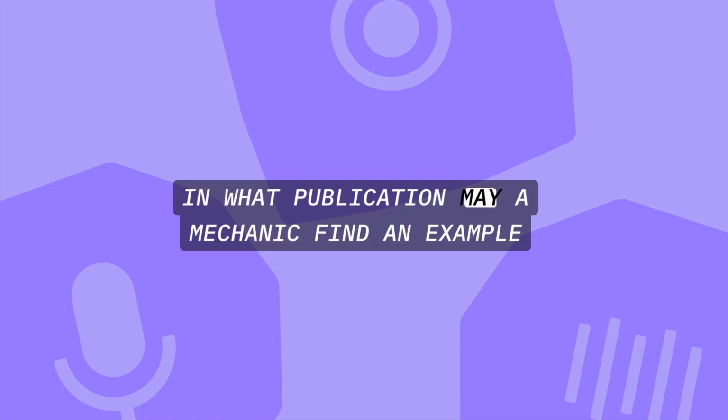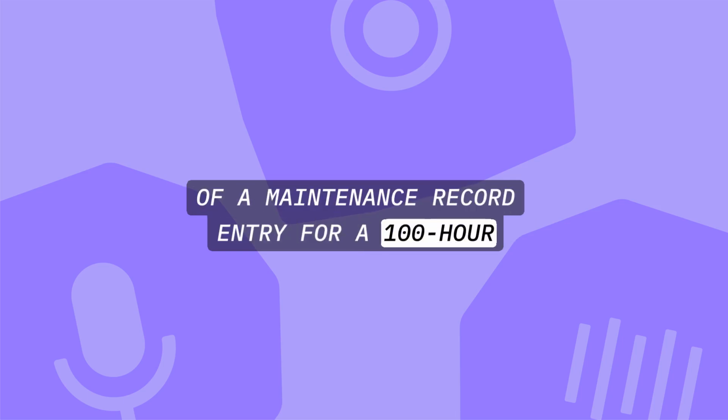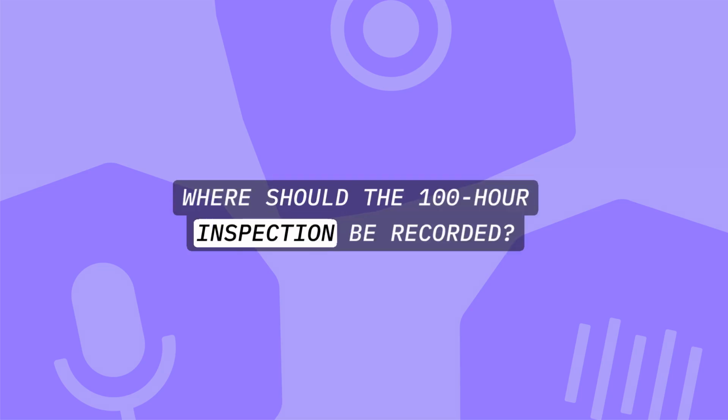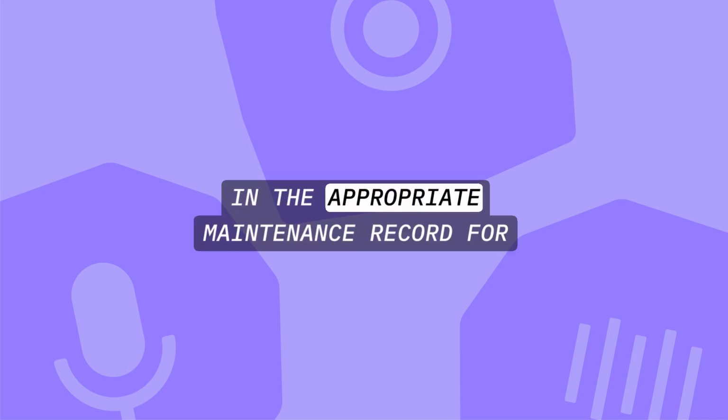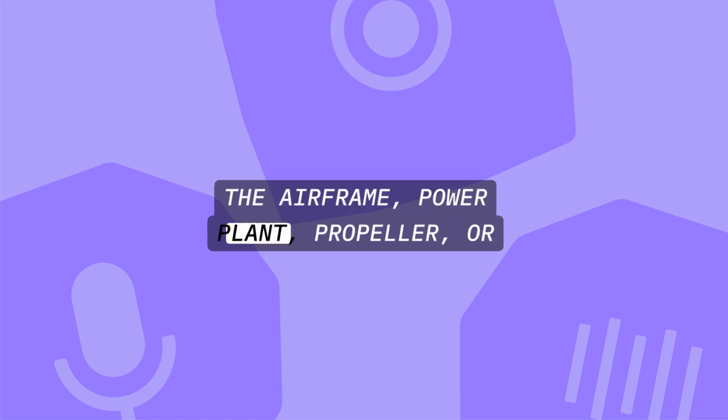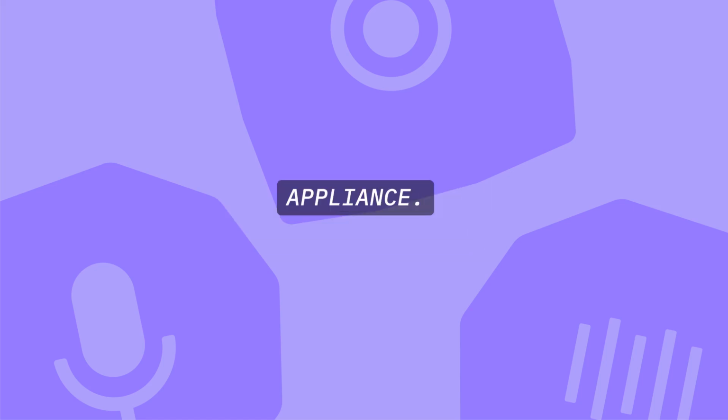In what publication may a mechanic find an example of a maintenance record entry for a 100-hour inspection? FAR Part 43.11. Where should the 100-hour inspection be recorded? In the appropriate maintenance record for the airframe, power plant, propeller, or appliance.